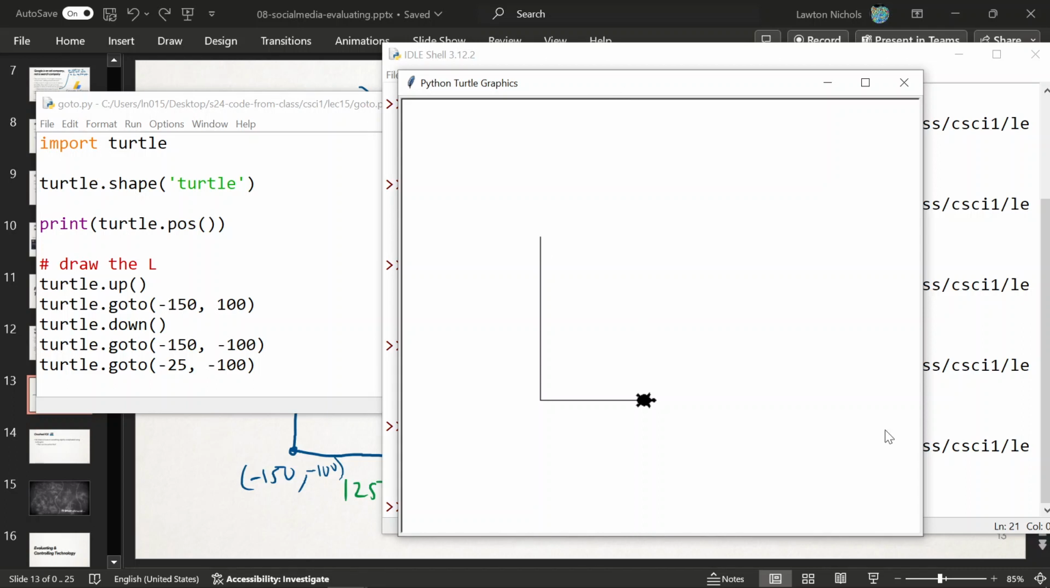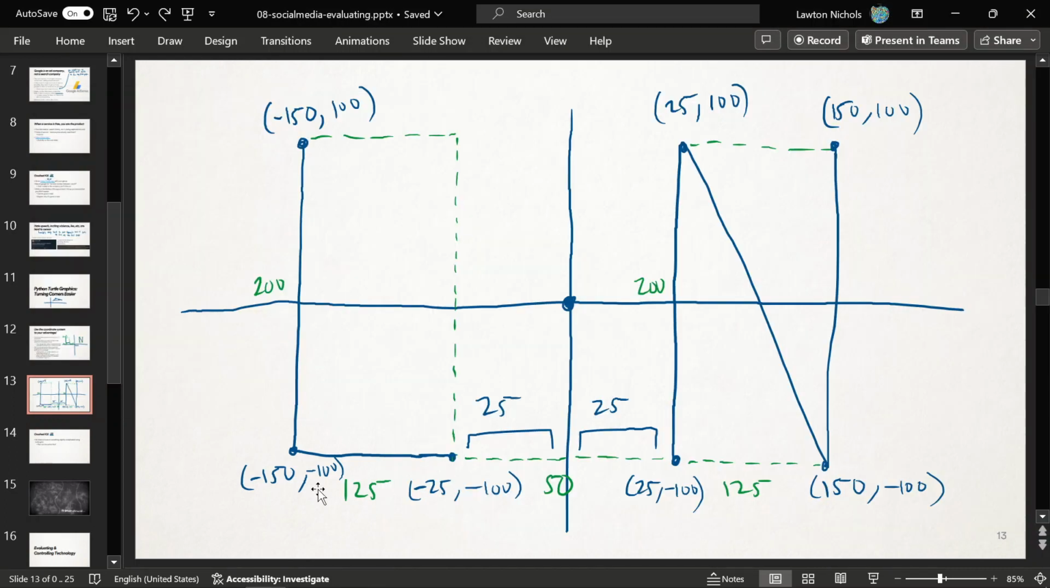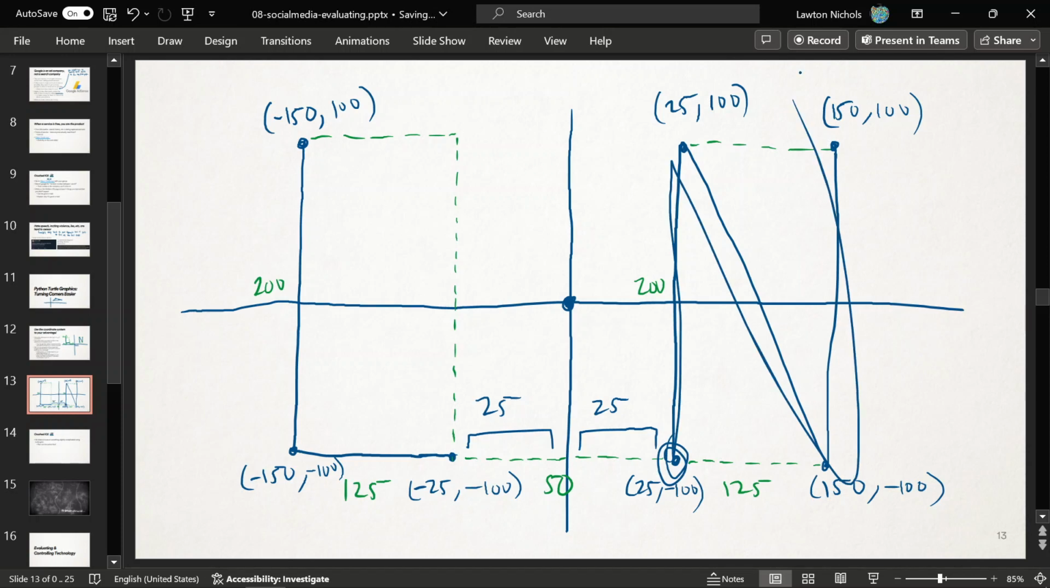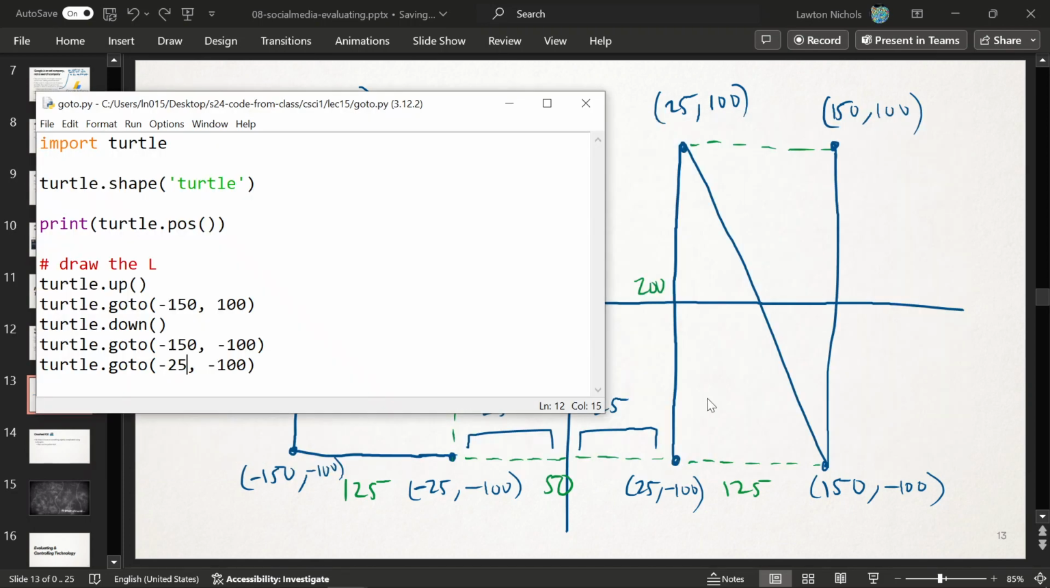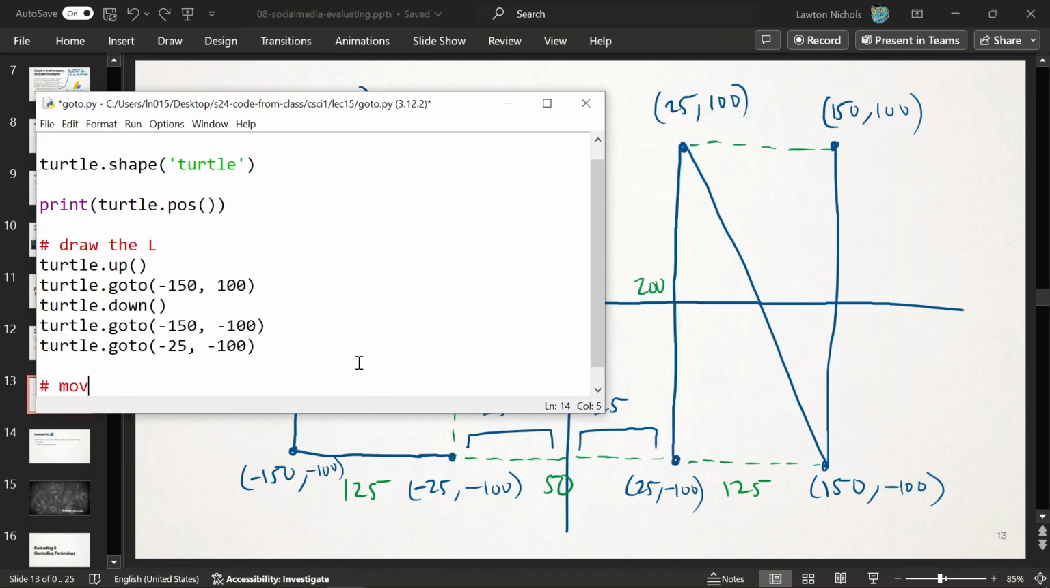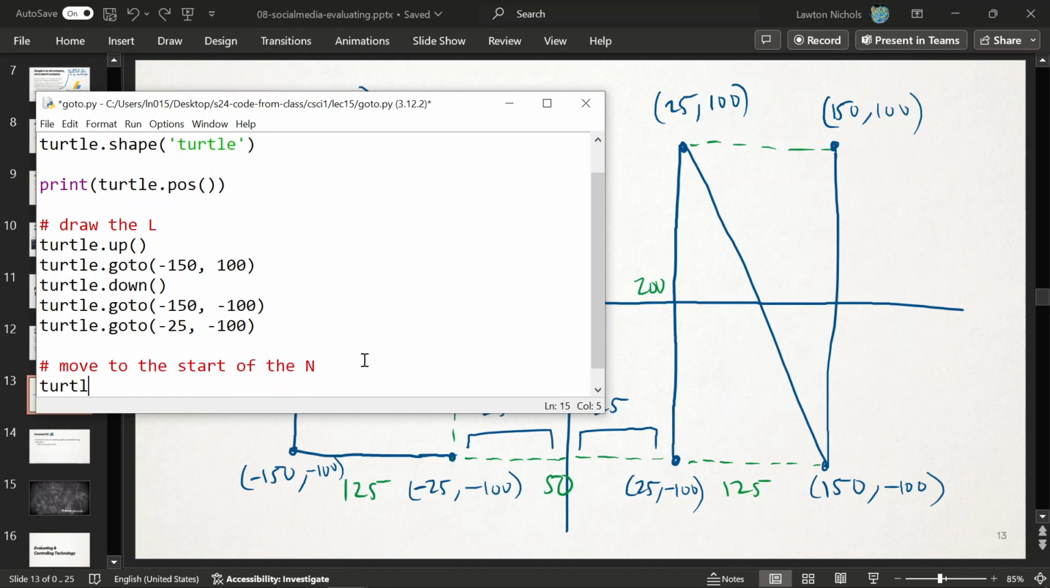All right, because now we need to go across the gap. You need to get to the other place. Let's say I want to draw the N like I do with a pencil. So I want to start here and go up like that. So I need to get to this place. I need to go to 25, negative 100. But I need to get there. So I need to move to the start of the N. That's going to be turtle.goto 25, negative 100.